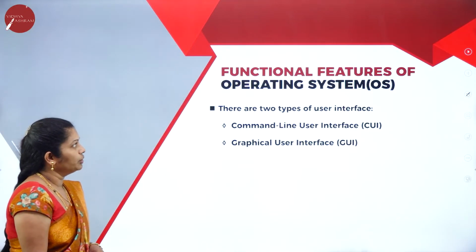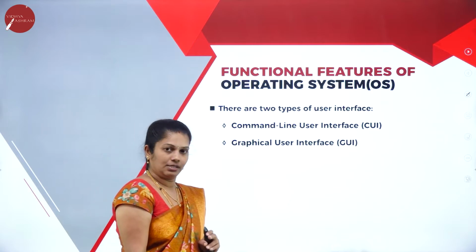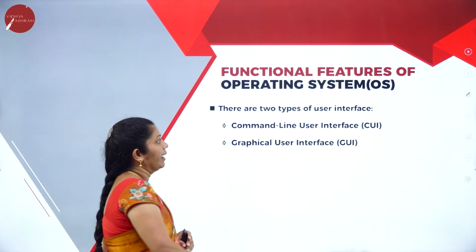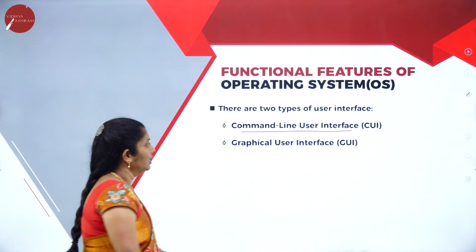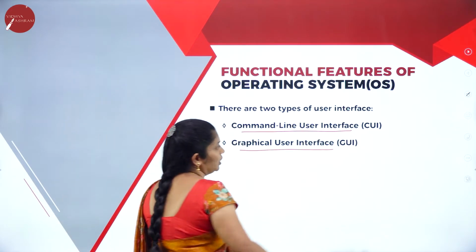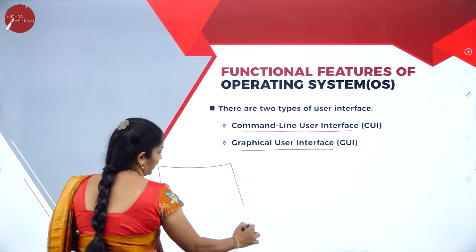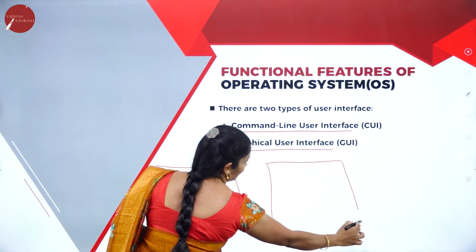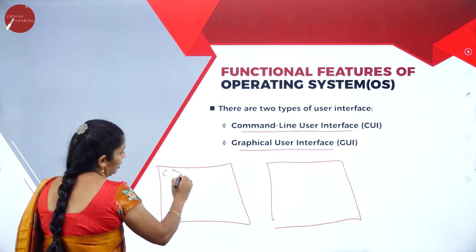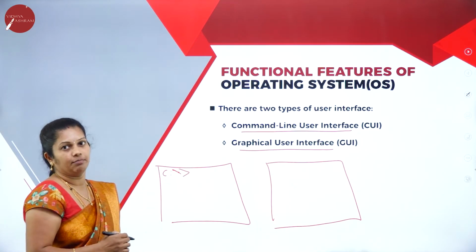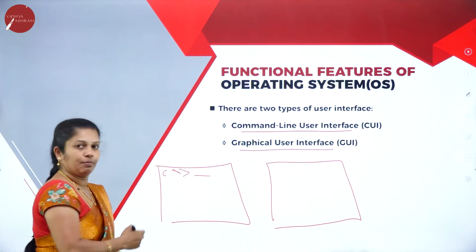Next, we come to the functional features of an operating system. There we have two types. One is the command line user interface, or command user interface, and the second one is the graphical user interface. In the command user interface, what happens? Consider this is your screen and there's also one more screen. In the command user interface, there is a command prompt. On that command prompt, you have to type the code, whichever code you want, and you will get the result on this command prompt only.